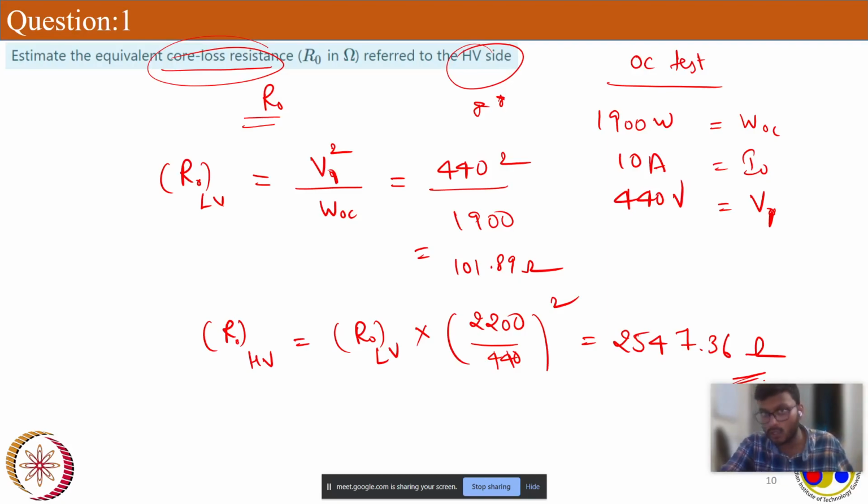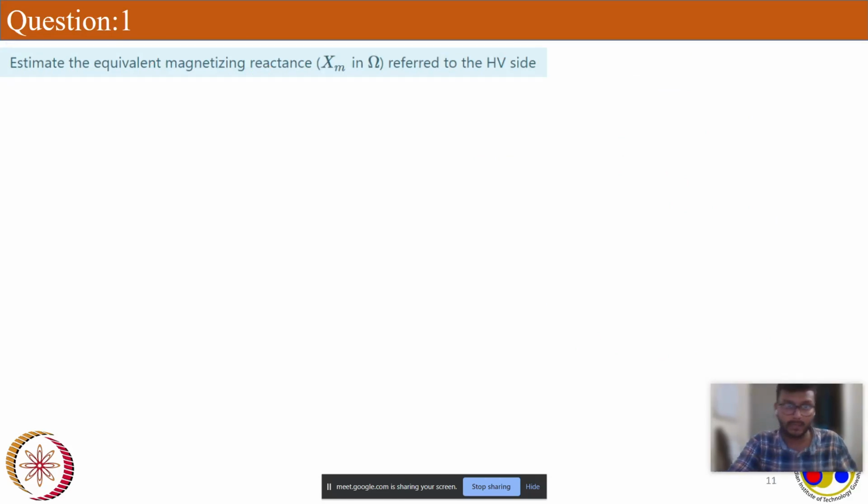First we calculate the core loss resistance on the LV side and we will refer it to the HV side. Now the final question is we have to estimate the magnetizing reactance, that is XM. Again, when we are talking about core loss and magnetizing, we have to conduct the open circuit test. Clear? And the open circuit test is conducted on the LV side. But here the question is to find the XM referred to the HV side. So first calculate XM referred to the LV side as it is, and then we will refer it to the HV side at the final step. Now let's see how we can calculate XM in the first place.